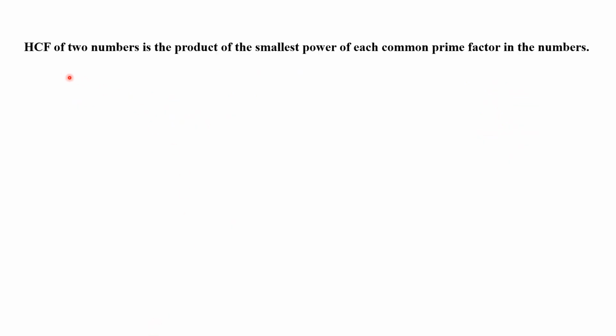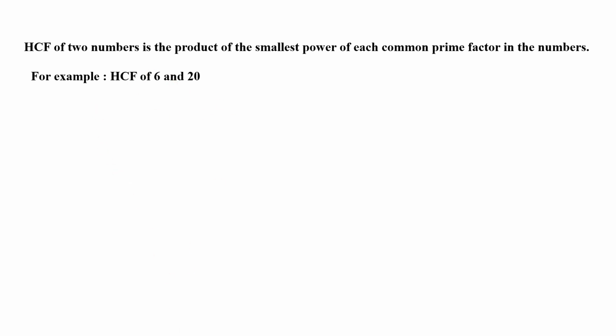Now next we will see how to find the HCF of two numbers. The HCF of two numbers is the product of the smallest power of each common prime factor in the numbers. Let me explain this with an example. I am going to find the HCF of 6 and 20. As we have to find the smallest power of each prime factor, my first step is to find the prime factors of 6 and 20, isn't it?